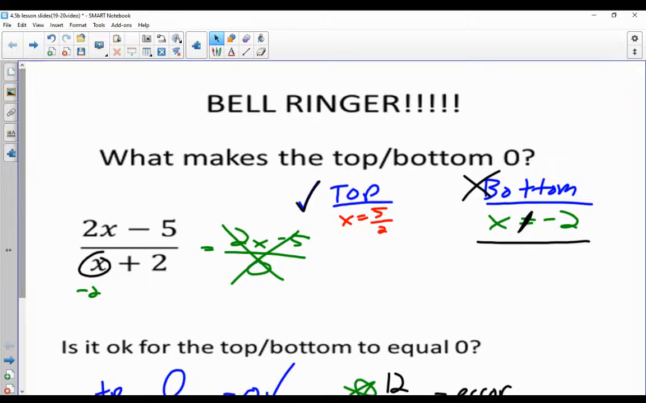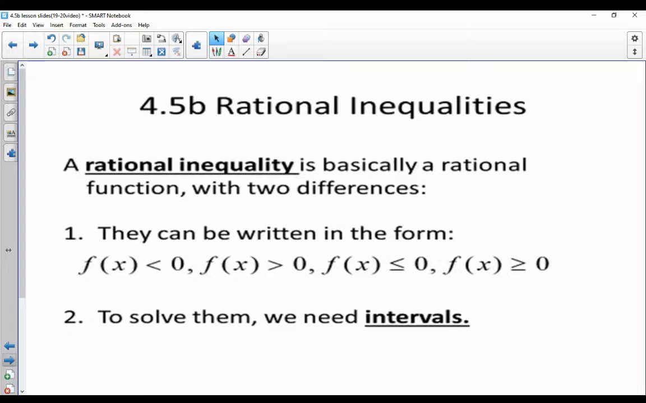So with that said, now let's move on to the main topic. The lesson for this week will be 4.5b, Rational Inequalities. And this is going to be a 3-part lesson. So in other words, this is going to have 3 videos.